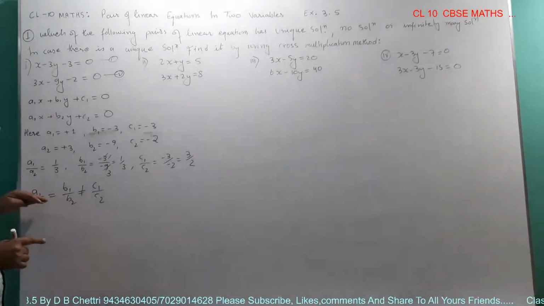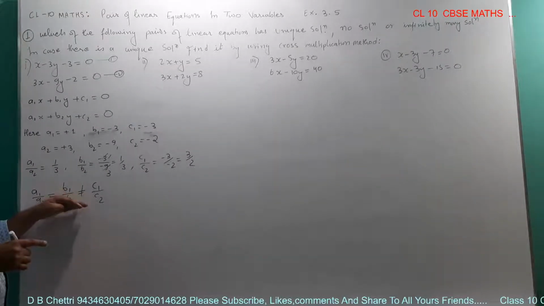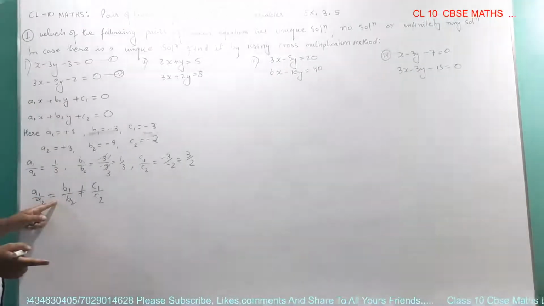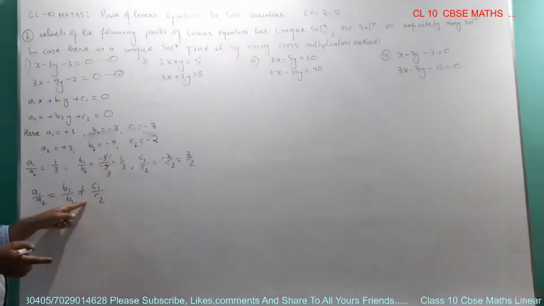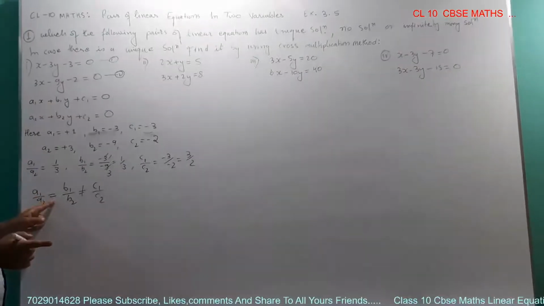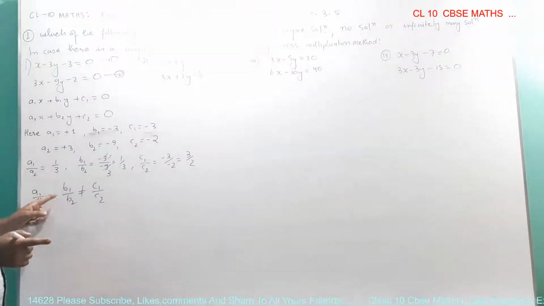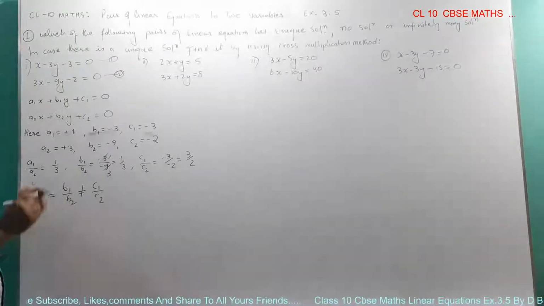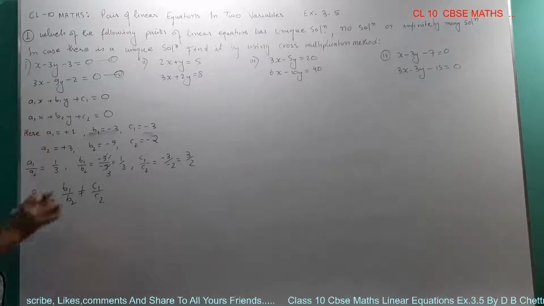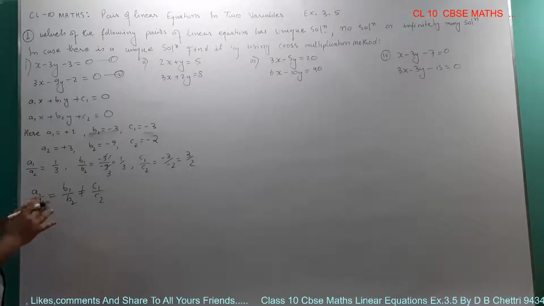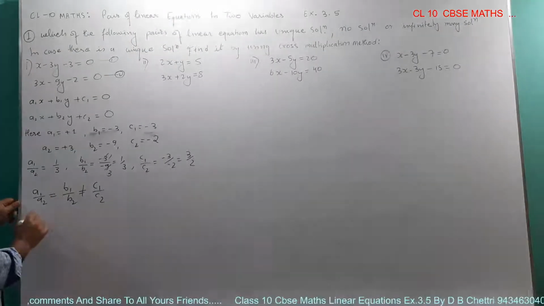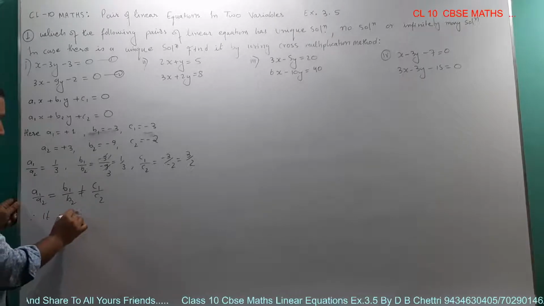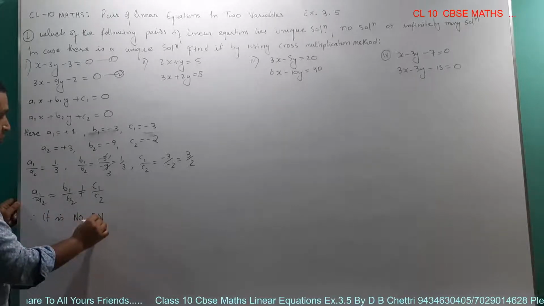Okay, if all three are equal, then it is called infinitely many solutions. If first two are equal and third is not equal, it means no solution. If the first two are not equal, no need to find the third. In that case, it's called unique solution. Okay, and if the question is unique solution, then the question asks to solve this further. If it is no solution, no need to solve. Okay, therefore it is no solution.